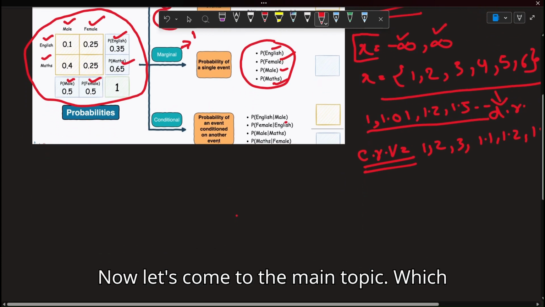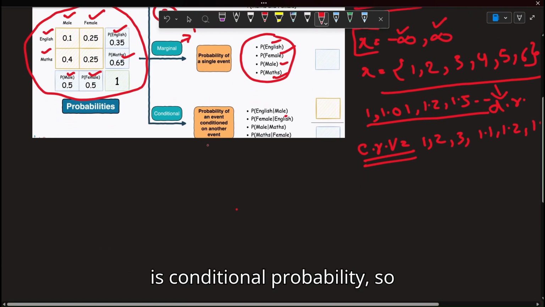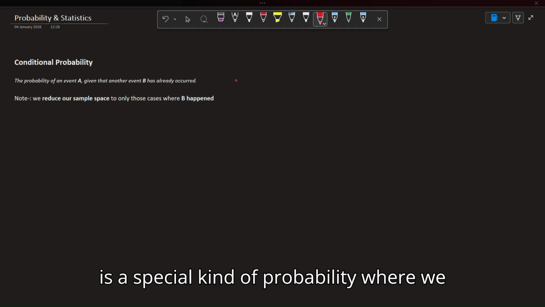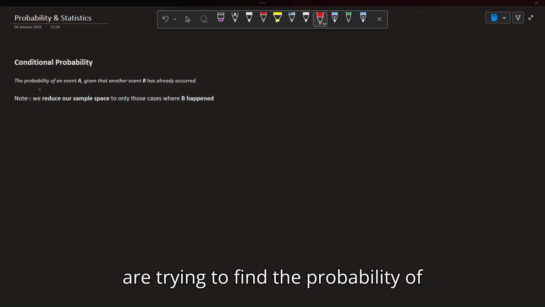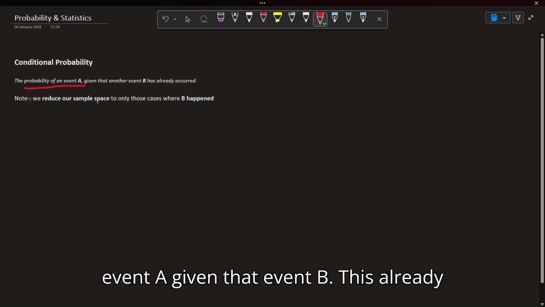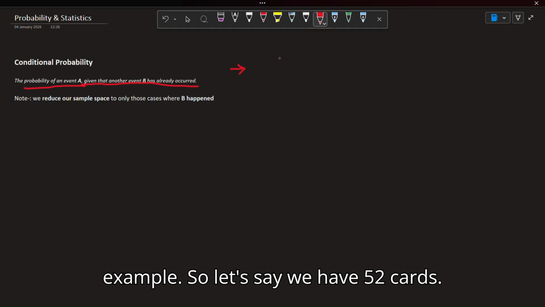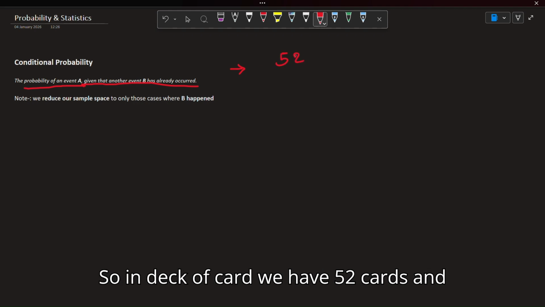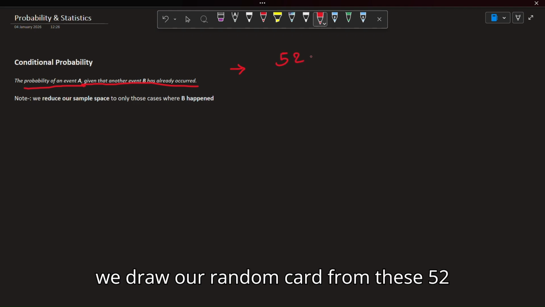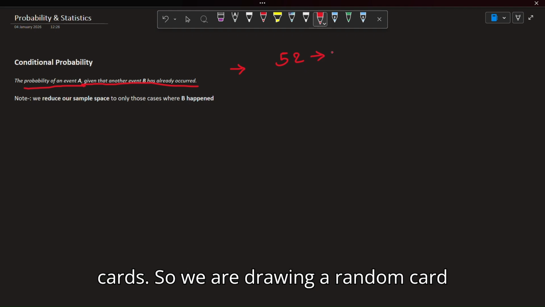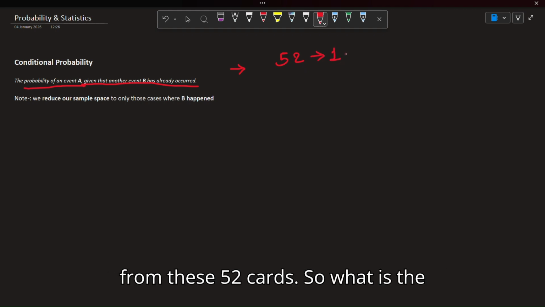Now let's come to the main topic, which is conditional probability. So conditional probability is a special kind of probability where we are trying to find the probability of event A given that event B has already occurred. So let's understand it with an example. Let's say we have 52 cards. In a deck of cards we have 52 cards, and we draw a random card from these 52 cards.